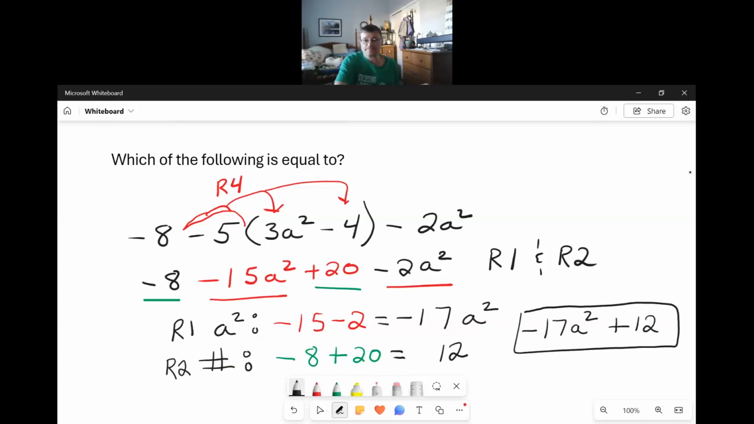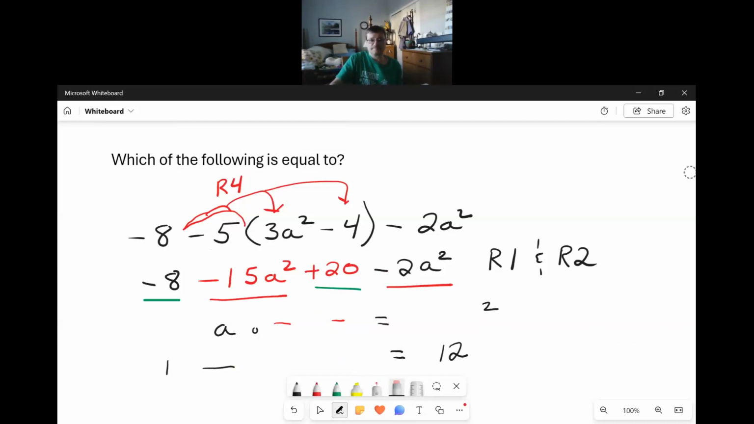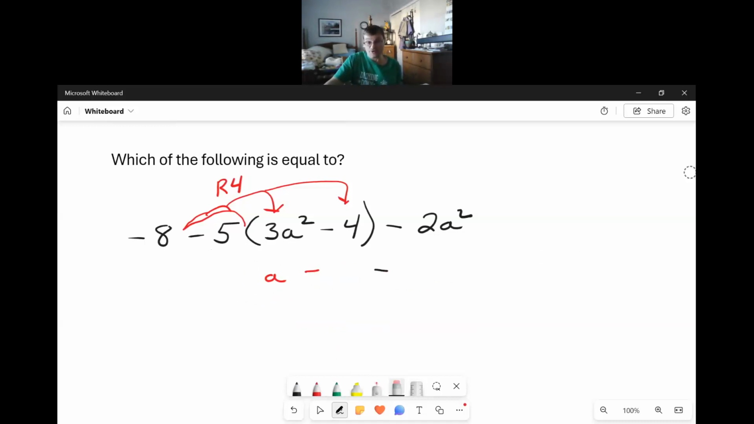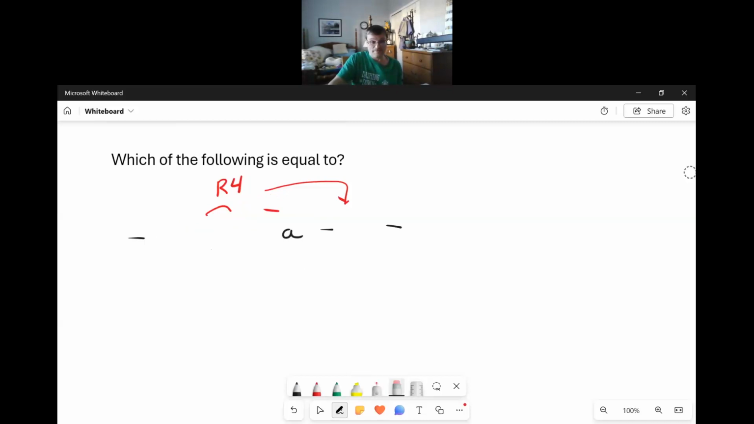Any questions on that? You review that. I'm going to do another example. So which of the following is equal to? This is the process that you got to take in order to come up with this expression here. Whenever you got parentheses and there's a number outside the parentheses like this, distribution. How are we doing there so far? Hopefully everybody's doing good there. Got more problems to come, more videos to come.